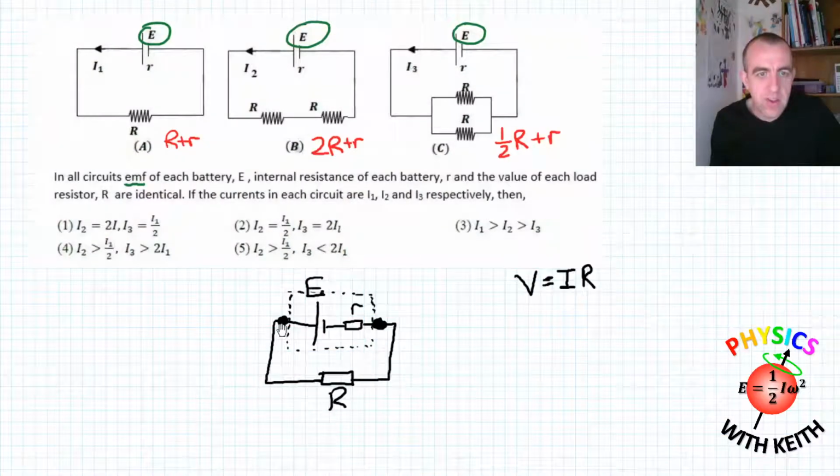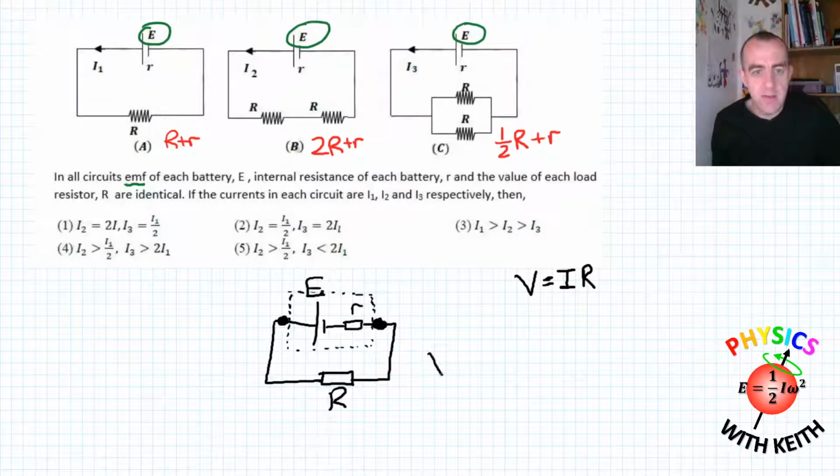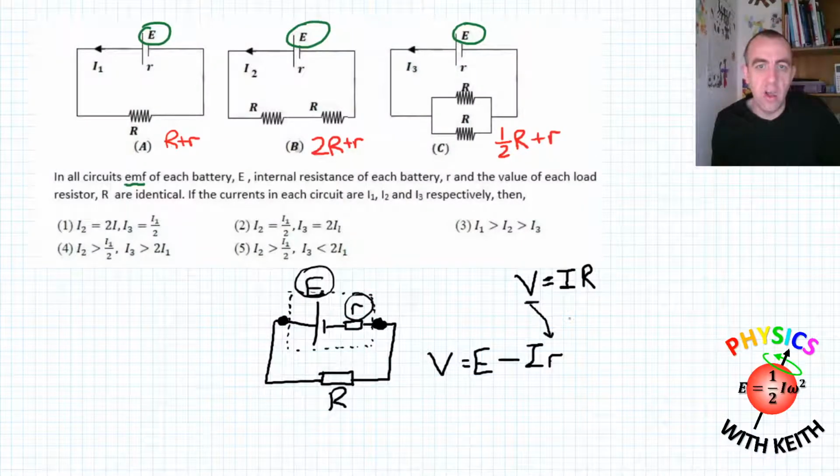The voltage from this point to this point, so this is the outside voltage of this power supply, is just going to be V, which is equal to the voltage we picked up, which is E, minus whatever didn't actually make it out of the power supply, which is IR. Remember, I times R is a voltage, but this is the voltage lost in the power supply.